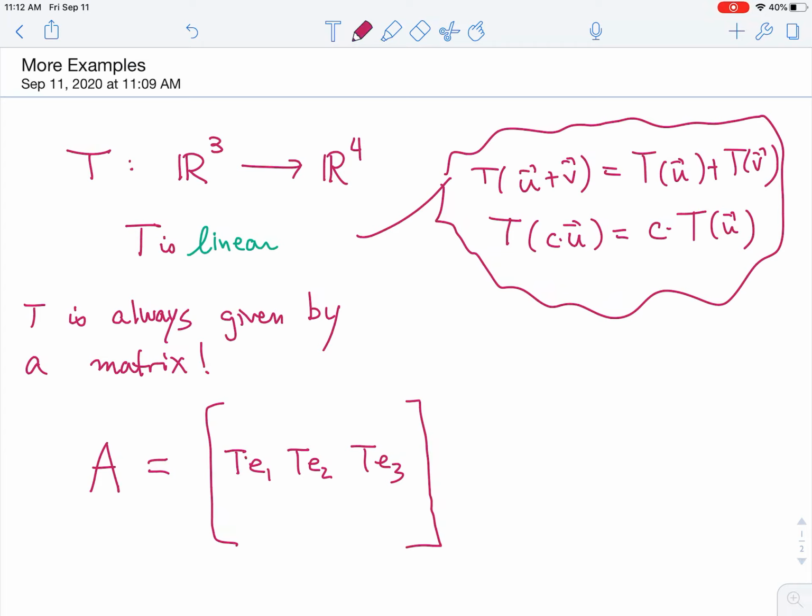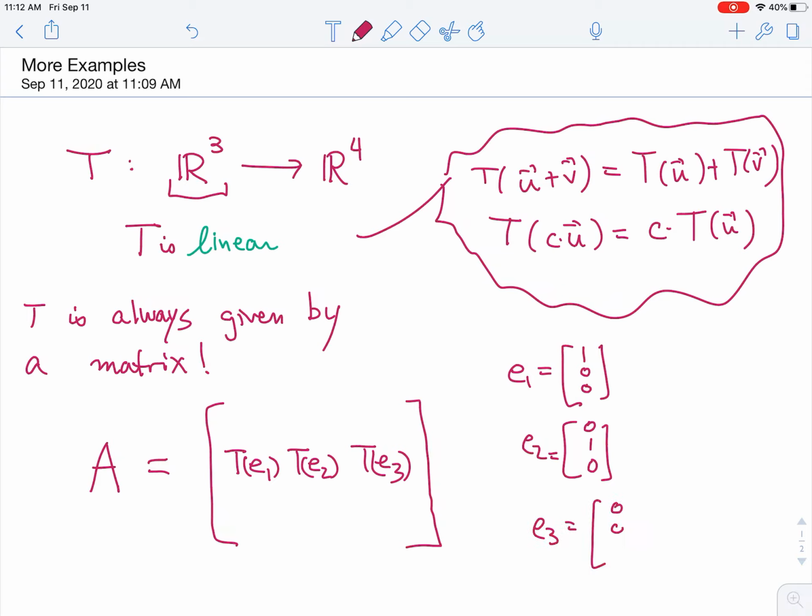Those are inputs to my function. I've got to plug those into T, so those had better be in my domain. My domain is R3. And so what is E1? E1 is the one that has first coordinate 1. E2 is the one that has second coordinate 1. And E3 is the one that has third coordinate 1. And so if I want to figure out what this matrix is, I just have to know what those three values are. Okay? And so let's do a problem with that.